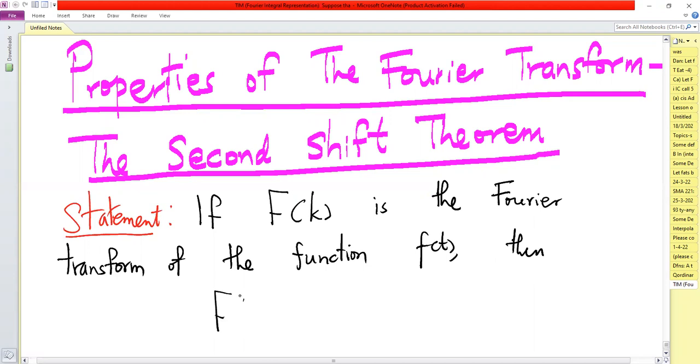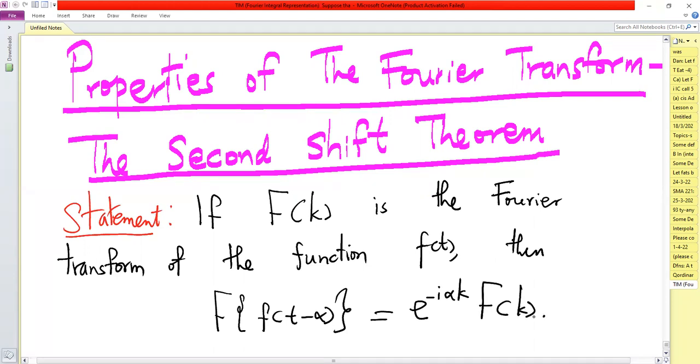then the Fourier transform of f of t minus alpha is the same as e raised to power negative i alpha k times F of k. So that's the statement. Then let's now do an example to illustrate this.